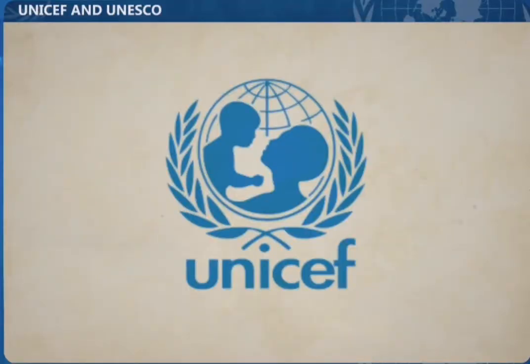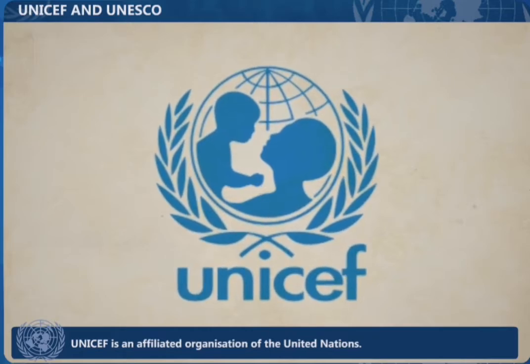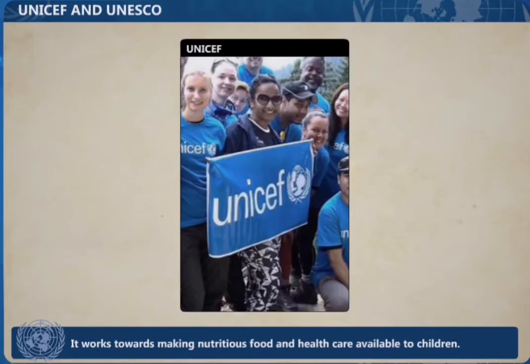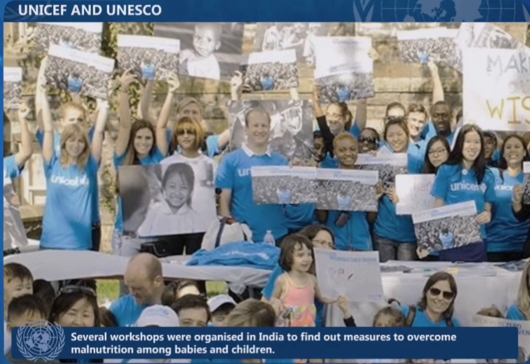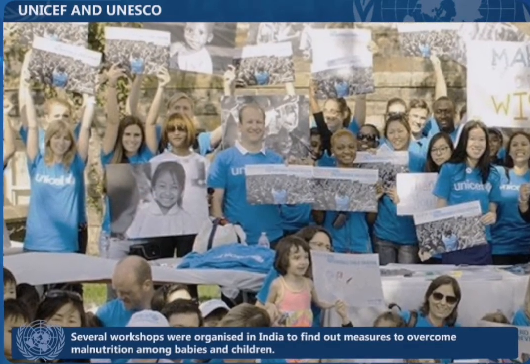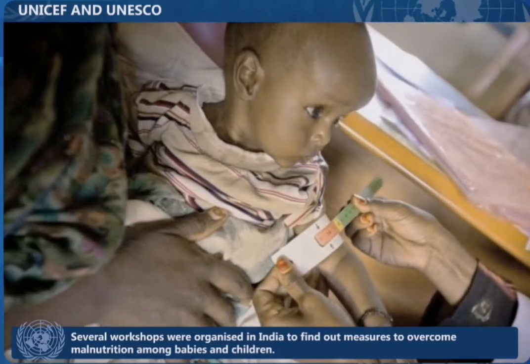UNICEF and UNESCO. UNICEF is an affiliated organization of the United Nations. It works towards making nutritious food and health care available to children. Several workshops were organized in India to find out measures to overcome malnutrition among babies and children.